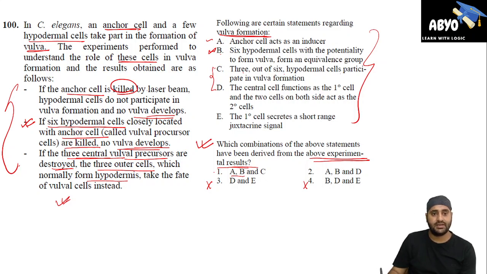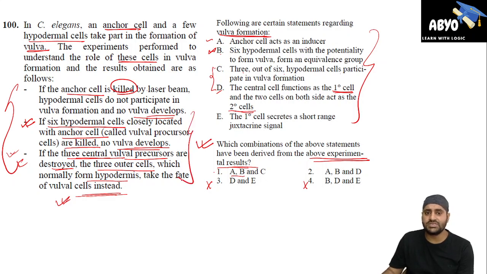What is mentioned over here? Statement number 3. You can see from here only. If the 3 central cell vulvar precursors are destroyed, the 3 outer cells which normally form the hypodermis take the vulval cell fate instead. It simply means C is also related with the statement number 3. Okay. Now for our understanding, let us consider D. The central cell functions as a 1 degree cell and the 2 cells on the lateral side act as secondary cells. That is true, but the information is not provided in the experiment, right? So we will only consider statement numbers A, B and C. Hence option number A.